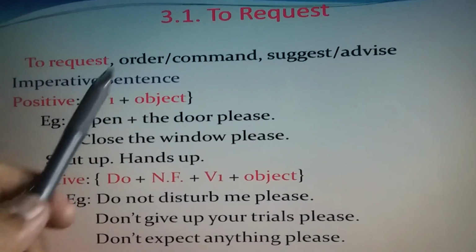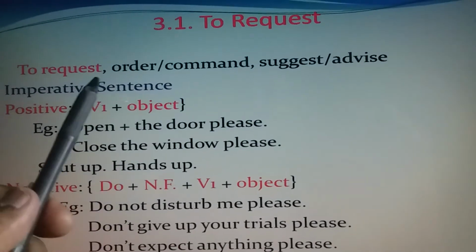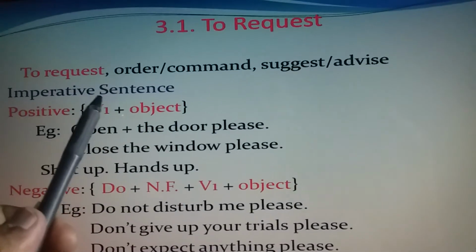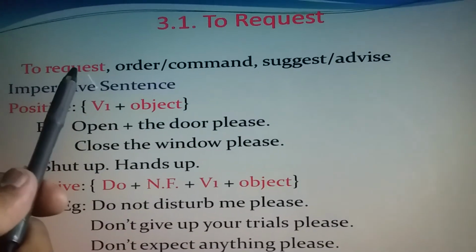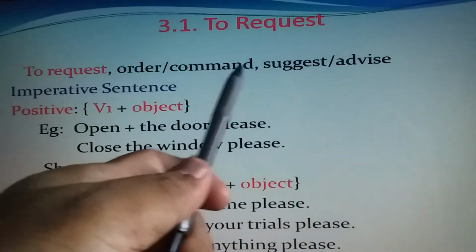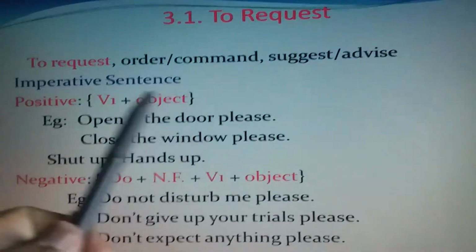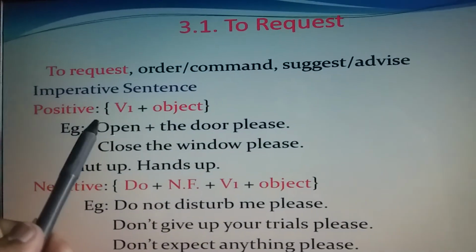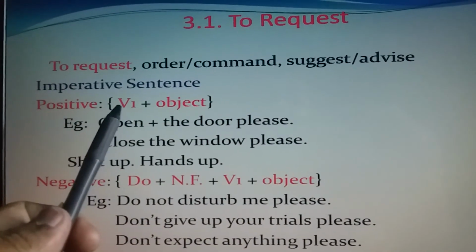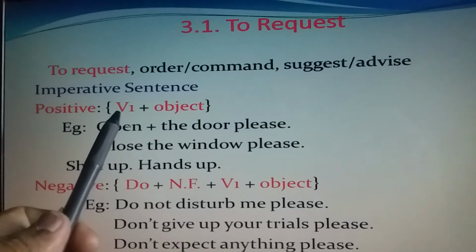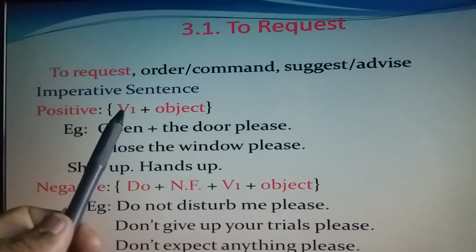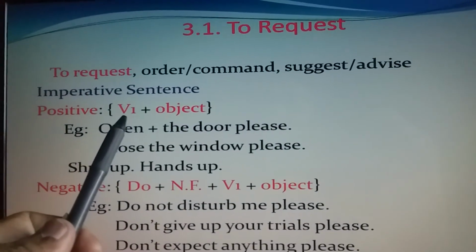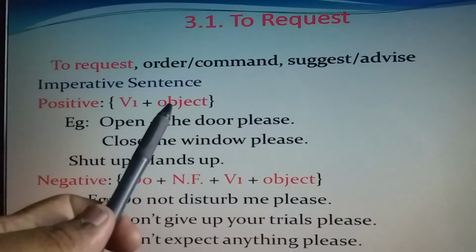So let us see the third variety of sentences: to request, order or command, suggestion or advising. That is called an imperative sentence. An imperative sentence does not have a subject, as we discussed previously. Directly we will start with V1, the present verb, plus object.